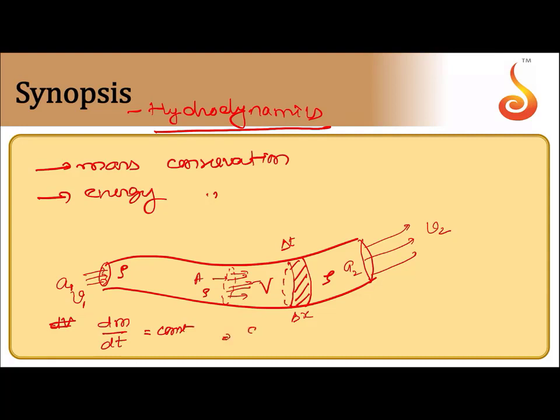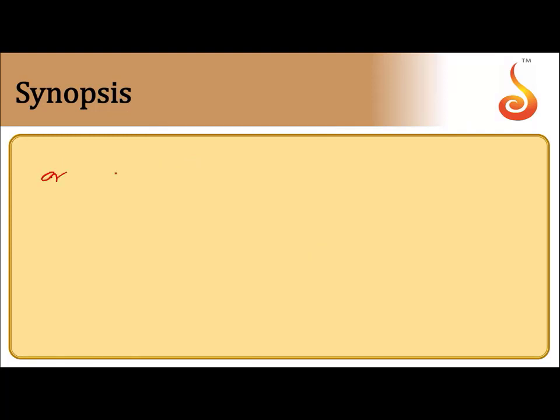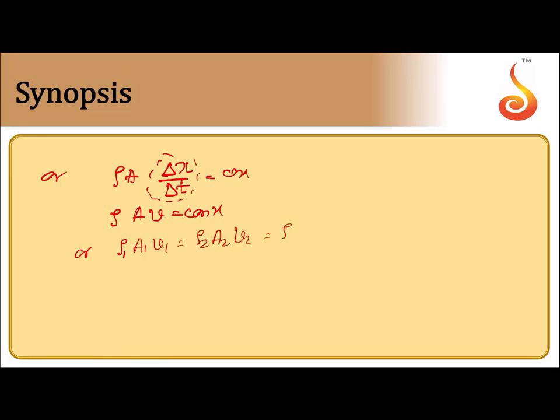What is that dm by dt? d by dt of mass. Mass, you know, is density into volume. So I'm going to write it as d by dt of rho A x is equal to constant, or rho into A into dx divided by dt is equal to constant. I can write this as delta x by delta t, or I can write rho A into V is equal to constant, as this delta x by delta t is nothing but velocity. Or I can write rho 1 A1 V1 is equal to rho 2 A2 V2 is equal to rho 3 A3 V3 etc. is equal to constant.